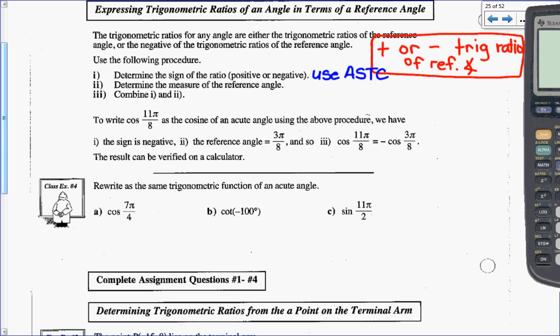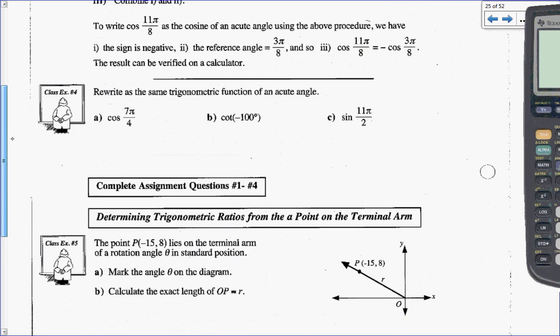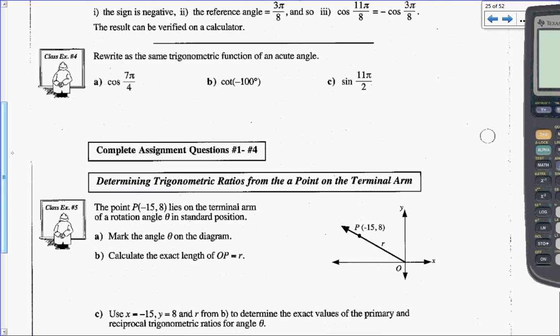Okay, so let's just give this a try. Class example number 4. We have to rewrite these as the same trig function of an acute angle. Now the reason it says that is because cos of 7 pi over 4 would actually be an obtuse angle. And I'm going to show you that because always, always, always, we're going to draw it first. Okay, so cosine of 7 pi over 4.